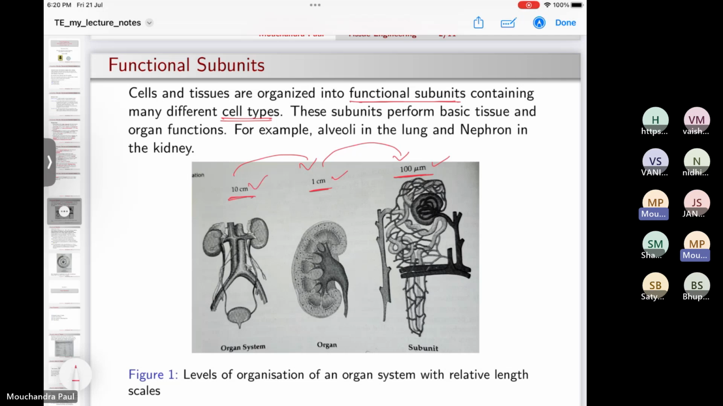So in the field of tissue engineering, we are hardly able to make a 1 centimeter organ yet. We are still stuck here at the 100 micron scale. In future we want to go to the 1 centimeter scale, and then eventually maybe someday we'll go to the 10 centimeter scale of an entire organ. We will be able to make the entire organ system. That is how complex our body is.